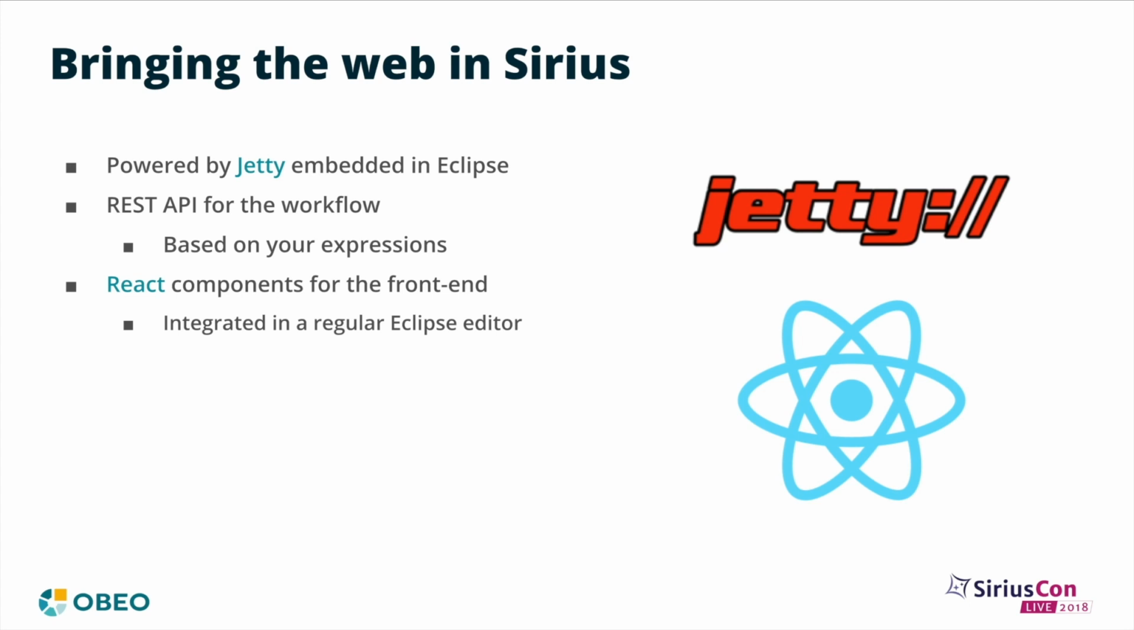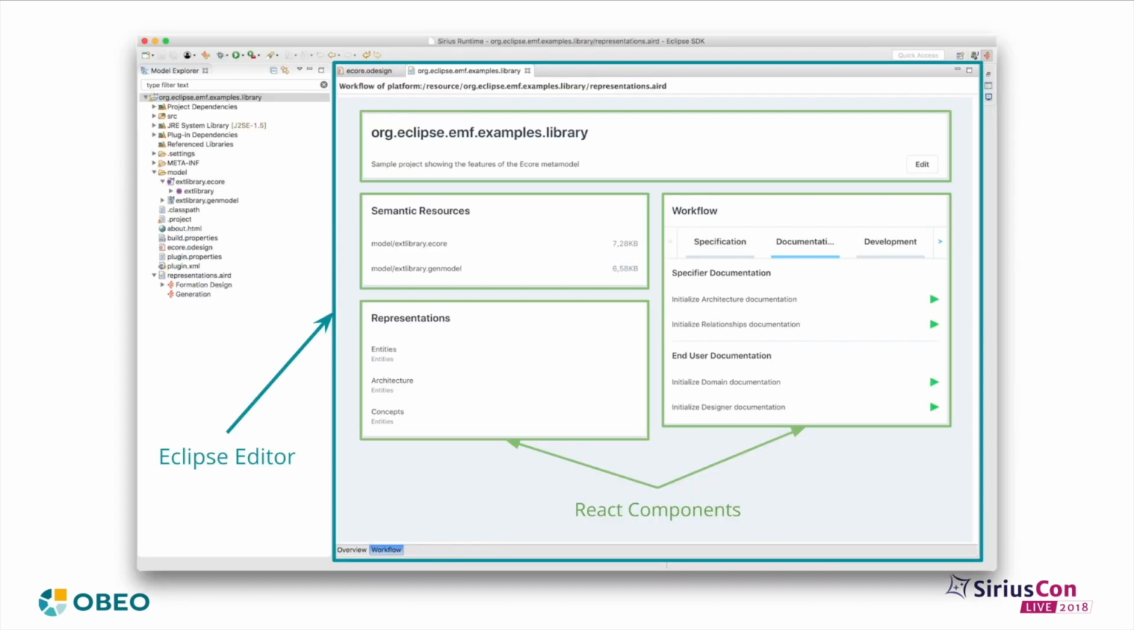This work is powered by Jetty, a Java server which we have embedded inside of Sirius. It is used to provide a dedicated REST API using the Workflow DSL. This API is then used by React components in the front-end integrated in an Eclipse editor. Here you can see the Eclipse editor with the result of the Workflow DSL rendered thanks to React components.